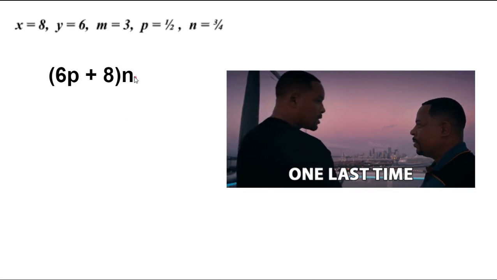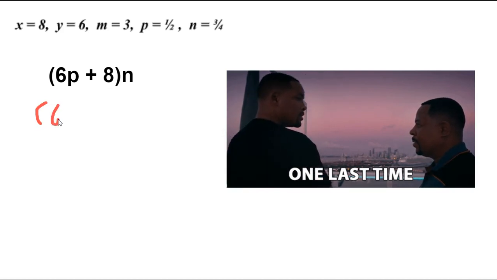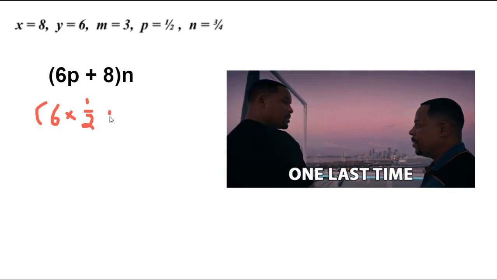Notice that this time we have our variable on the other side of the parentheses. It still doesn't matter. We're still going to do the same process. We're going to make our substitutions first. So here we go. So 6, and this time it's going to be p. So 6 times 1/2. I already know what that one's going to be off the top of the dome.